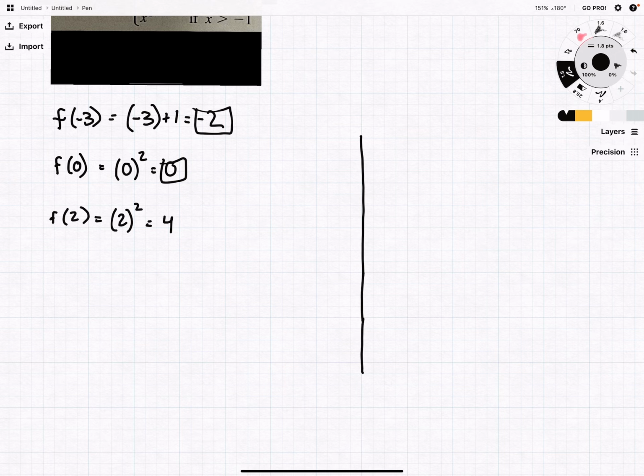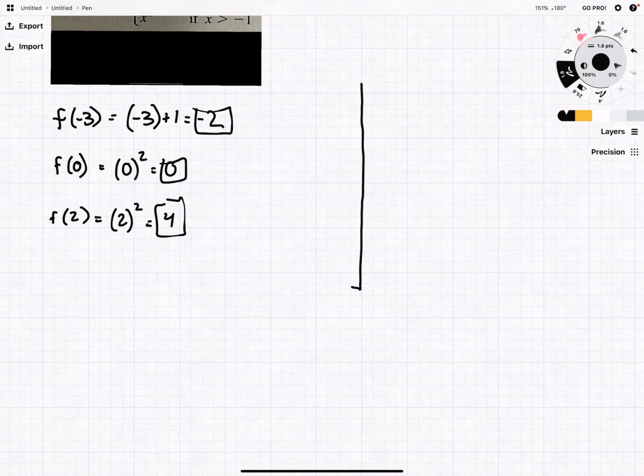Sorry, I'm just thinking about how straight to draw, or how long to draw this line. Maybe 3 full squares? Yeah, something like that. Or 1, 2, 3, maybe 4. Anyway, sorry it took so long to make that decision.